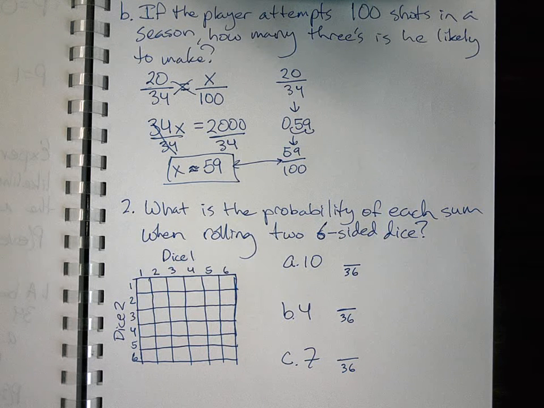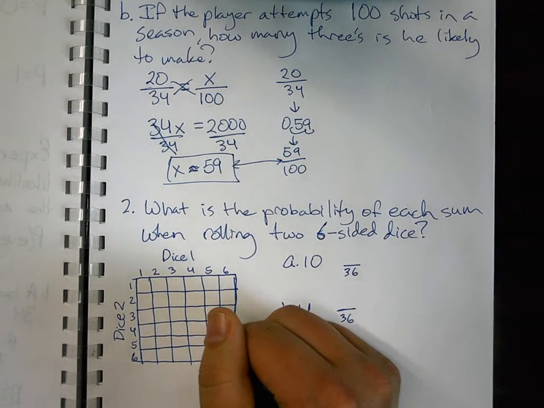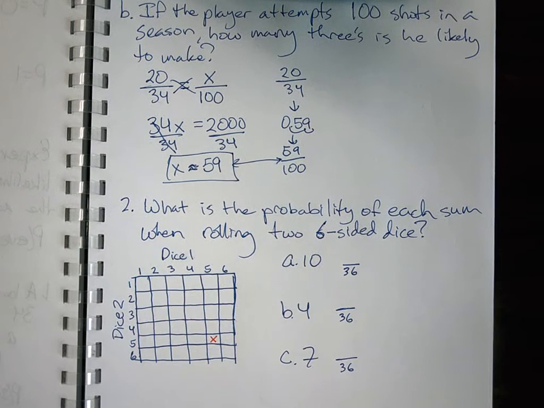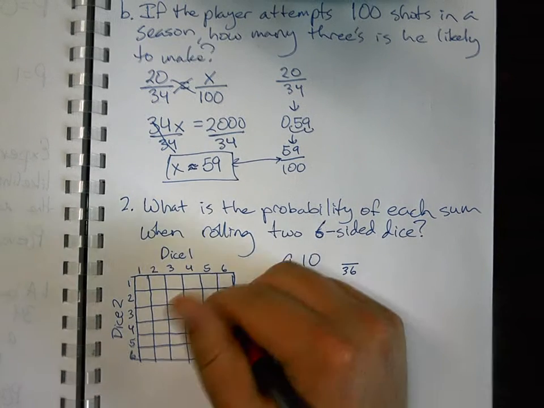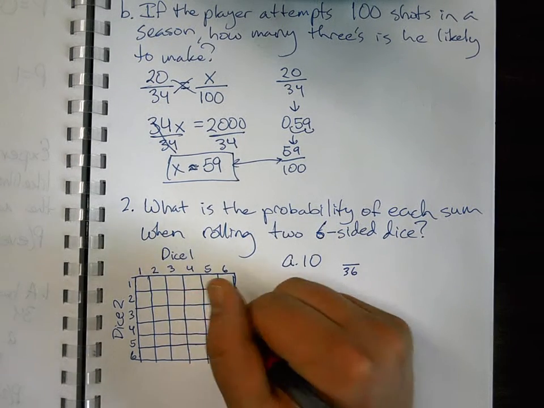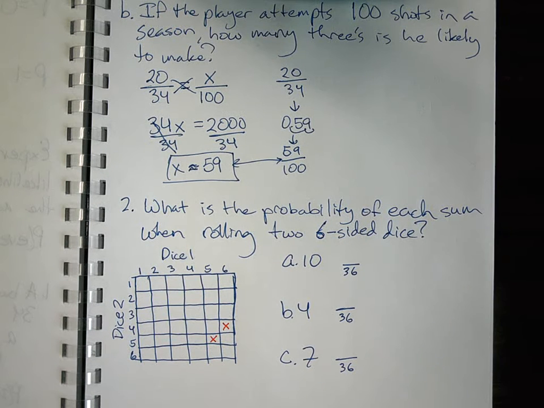Now, what's our probability of rolling 10? Well, we think about all the ways in which these dice can roll to add up to 10. If I rolled a 5 on dice 1, I can roll a 5 on dice 2. If I rolled a 6 on dice 1, I can roll a 4 on dice 2. So 2 out of 36 ways of adding up to 10.